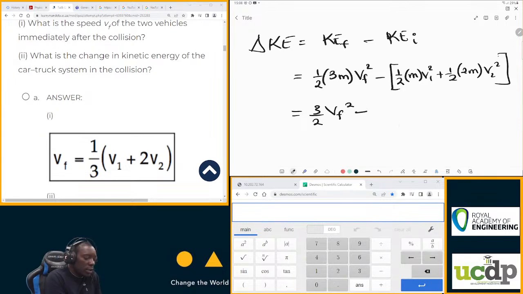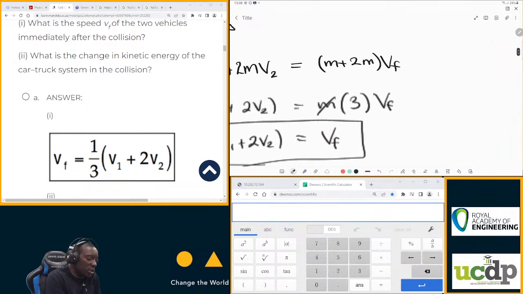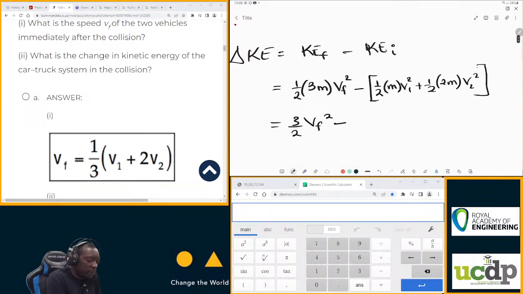minus, remember we expressed Vf in terms of V1 and V2 right here. So we can substitute, we'll do that later. So this is minus half m V1 squared plus 2 V2 squared. So I factored out half m from this bracket. So you factor out half m there, you remain with V1 squared plus 2 V2 squared.